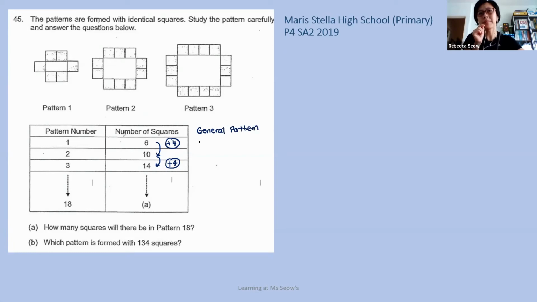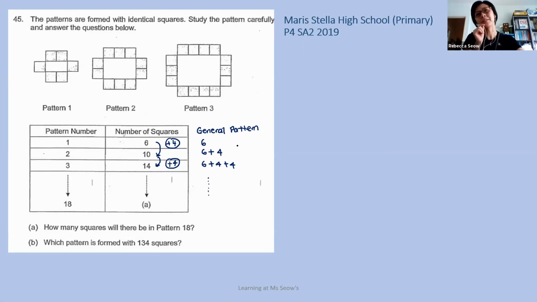What do I mean by that? What I mean by that is I'm going to put down the pattern in terms of number of squares for pattern 1 as 6. And then the next one will be 6 plus 4. And for pattern 3, it will be 6 plus 4 plus 4. And of course, it goes on and on and on.